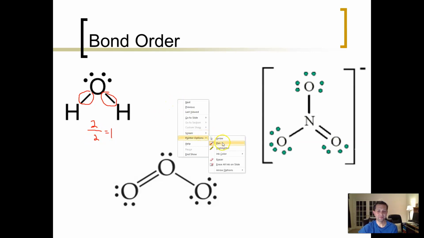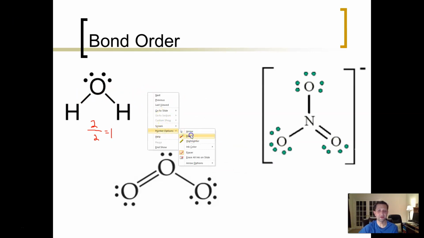I didn't even really have to bother calculating that, because I'm like, okay, what's my bond order? Well, I have a single bond and a single bond. Well, that was easy. If I only have single bonds, my bond order has to be 1. It has to be a single bond order, characteristic of a single bond.